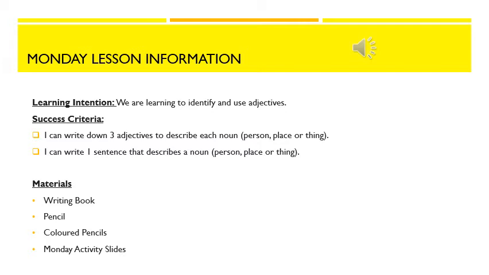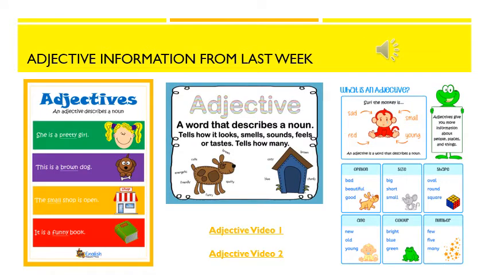The materials that you will need today are your writing book, a pencil, some coloured pencils, and the Monday activity slides. If you can't remember what an adjective is, here is some information from the last couple of weeks to help you.